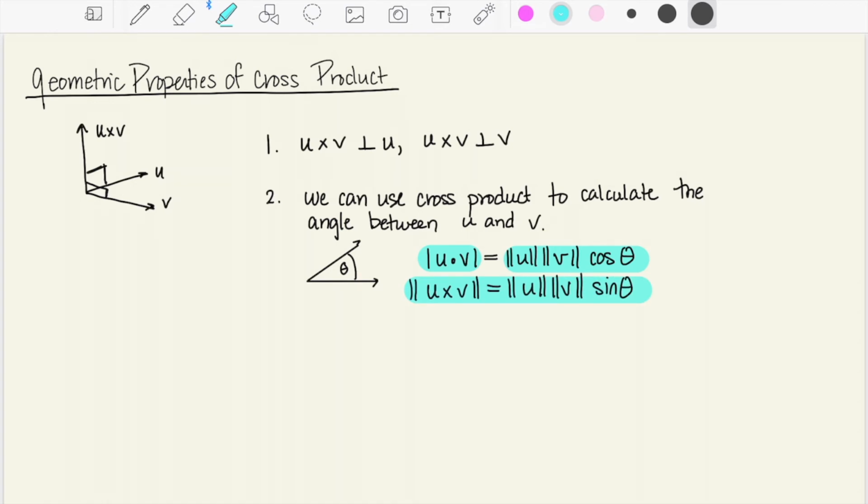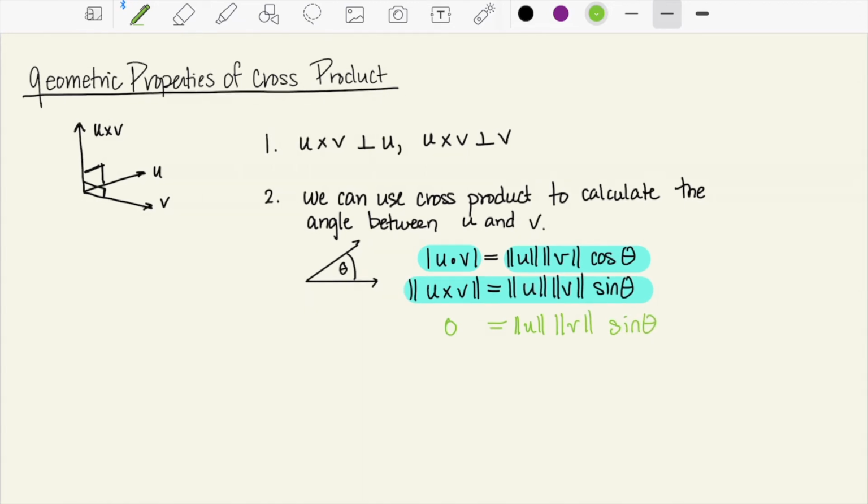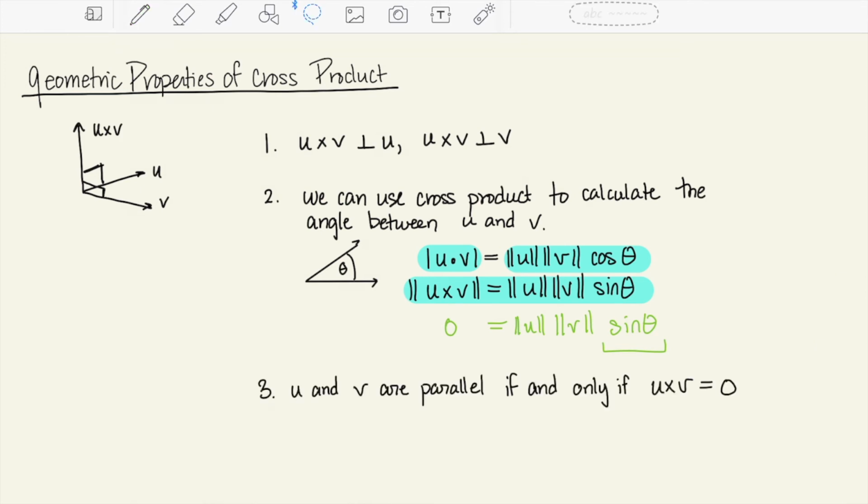Let's think about what happens when u cross v gives us the 0 vector. This formula would tell us that 0 is equal to the length of u, whatever that is, the length of v, whatever that is, times sine of theta, provided that u and v are not actually the 0 vector. So for this equation to hold, the sine of theta part would need to be equal to 0. So what angle has sine of theta equal to 0? Well, 0. So that means that u and v have no angle between them. They're parallel vectors. In other words, property 2 tells us that u and v are parallel if and only if the cross product is equal to 0.